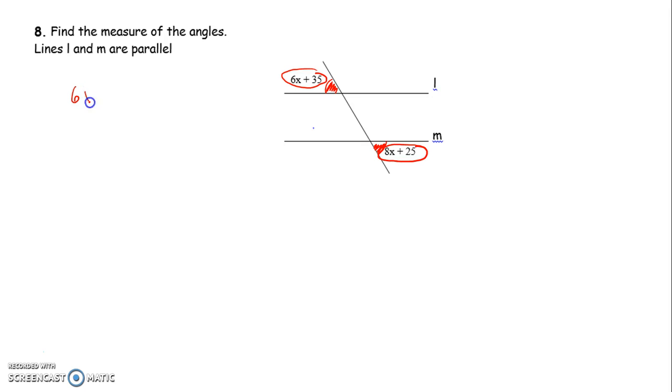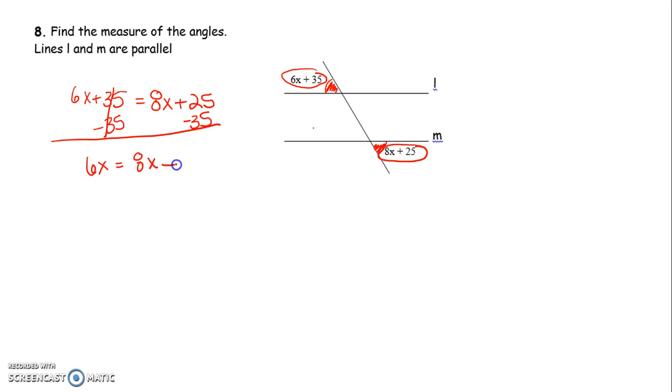So let's take our first angle, 6x plus 35, and set it equal to the other angle we're given, 8x plus 25. Now we're just going to simply solve for x. I'm going to move all my constants over to the right. I'm going to subtract 35 on both sides of my equal sign. Then I have 6x equals 8x, 25 minus 35 is a negative 10. I always choose to move all my constants to the right. You don't have to. Now I'm going to move all my variables, my x's, to the left. So I'm going to subtract 8x on each side.